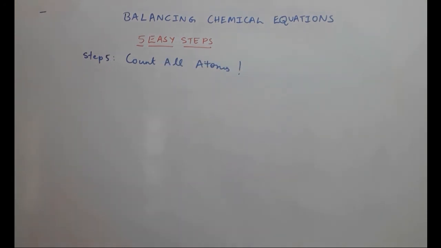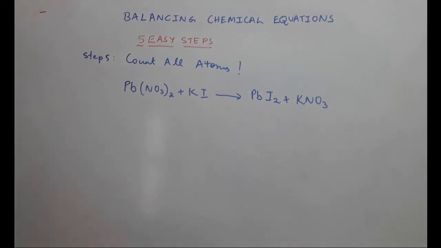And the fifth and the final step is, remember to always count all atoms. If you miss counting an atom, chances are you will not be able to balance the equation. Let's take an example to illustrate this. The example is lead nitrate, which is Pb(NO3)2, reacts with potassium iodide, which is KI, to give you lead iodide, which is PbI2, plus potassium nitrate, which is KNO3.